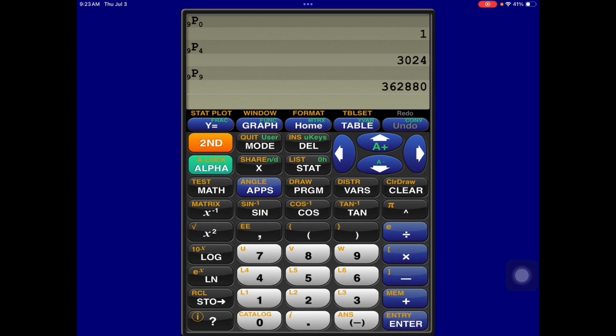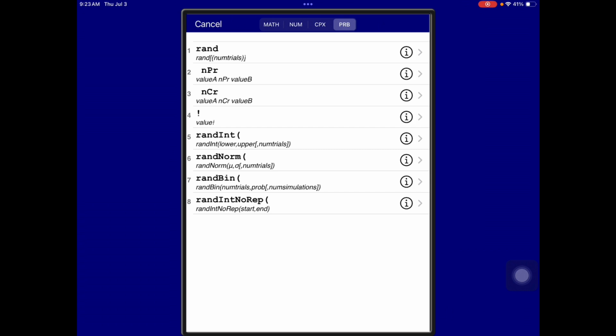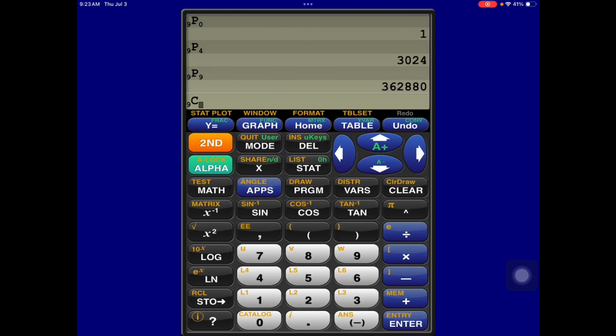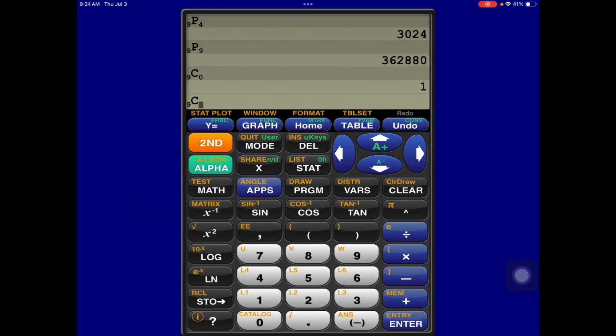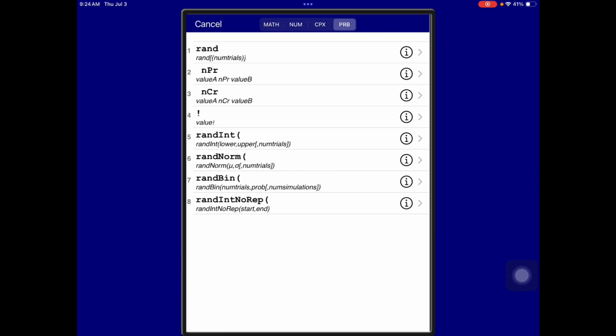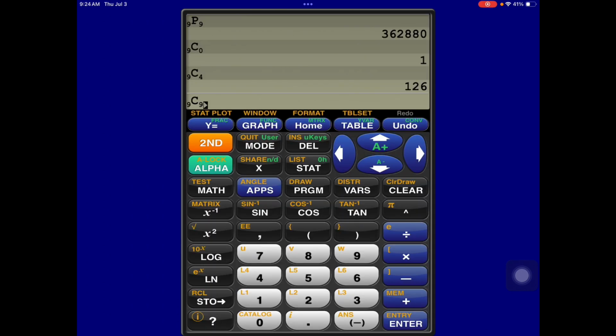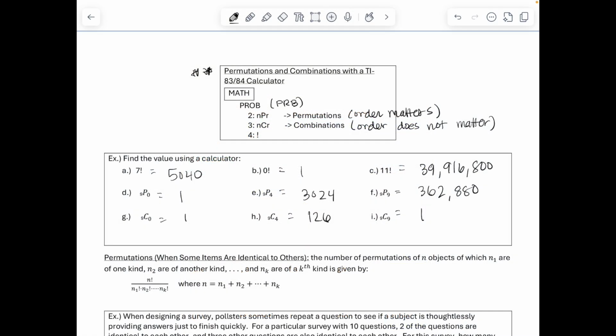For G, the last row, we have combinations. So similar idea, we type the first digit, then go to math, PRB or PROB, combinations, select the nCr, and then 0, enter. The next one that we have is 9, math, PRB, nCr, type the 4, select enter. The last one that we have is 9, math, PRB, nCr, and then 9, select enter, and we get 1. So from the graphing calculator, we get the results below.